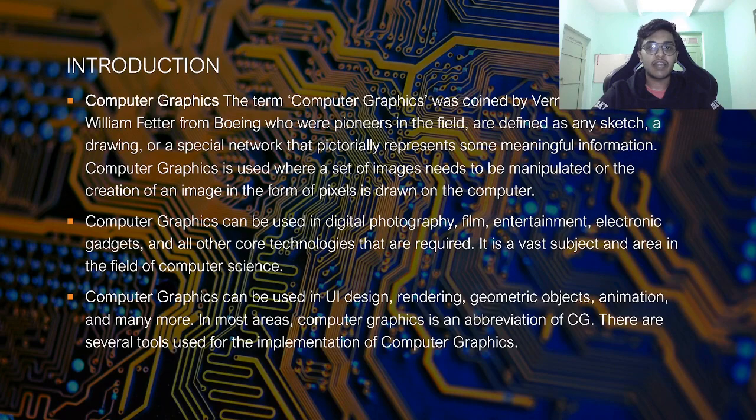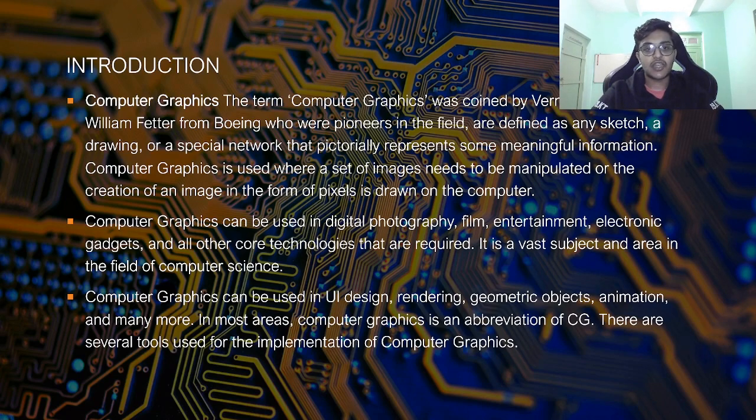So, computer graphics. The term computer graphics was actually coined by Verne Hudson and William Fetter from Boeing, who were two pioneers in this field. It is basically defined as any sketch, a drawing, or a special network that pictorially represents some meaningful information. Computer graphics is used where a set of images needs to be manipulated or an image in the form of pixels is created on the computer.